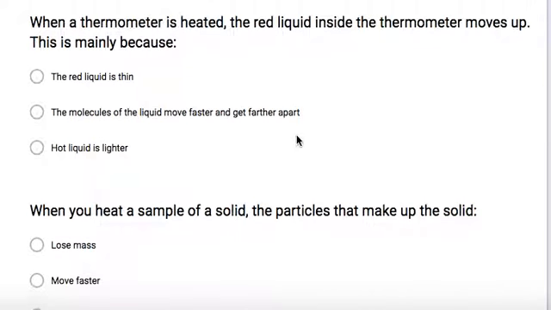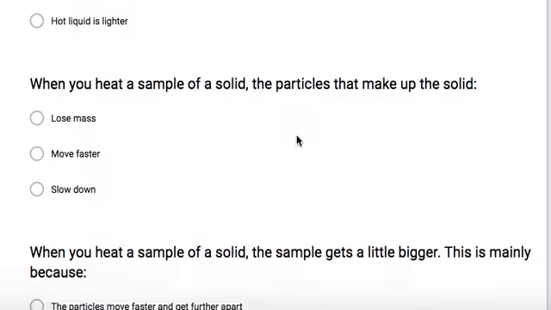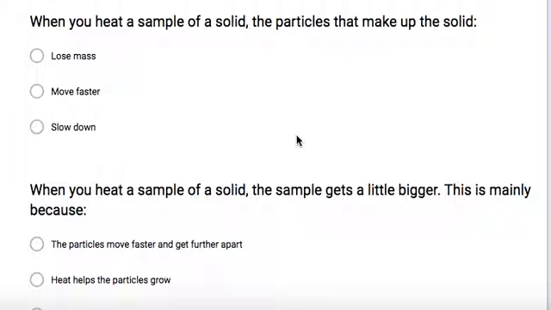When a thermometer is heated, the red liquid inside the thermometer moves up. This is mainly because the red liquid is thin, the molecules of the liquid move faster and get farther apart, hot liquid is lighter. When you heat a sample of a solid, the particles that make up the solid lose mass, move faster, slow down.